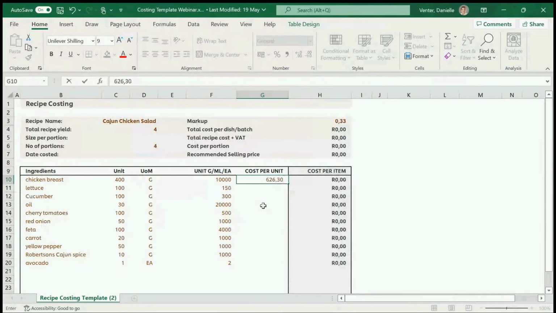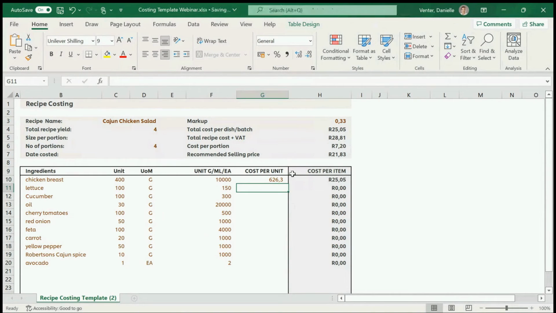R626.30. Always remember to add commas when you're working in Excel, and the sound comes and goes. Sorry guys, I really am sorry. I'm not sure why this is happening. This is technology. Okay, so what I'll do is I'll just carry on. So once I've clicked enter, it will give me the cost of 25 Rand and 5 cents that I pay for this recipe.